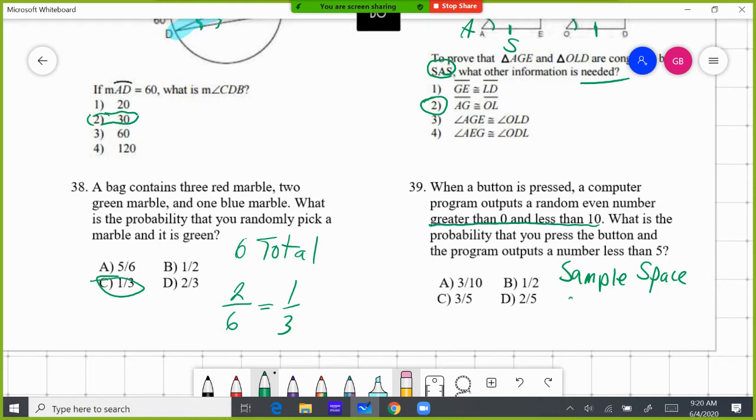So greater than 0 and less than 10. And it has to be an even number. So all the even numbers greater than 0 and less than 10 are 2, 4, 6, and 8. Does not include 10 because it has to be less than 10. So our sample space has 4 items. And then what is the probability that you press a button and the program outputs a number that is less than 5? So out of your sample space, which are less than 5? These two right here. So the probability is 2/4, which simplifies to 1/2.